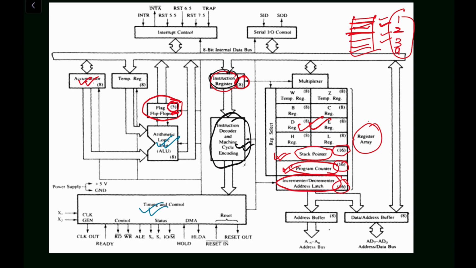So what is the temporary register here? The temporary register is used by the arithmetic and logical unit for storing temporary data. That means the arithmetic and logical unit will perform some operations, and these operations are going to be performed between the accumulator and the temporary register. So up to here I have covered. Now let me wrap up these parts and I will explain it properly.